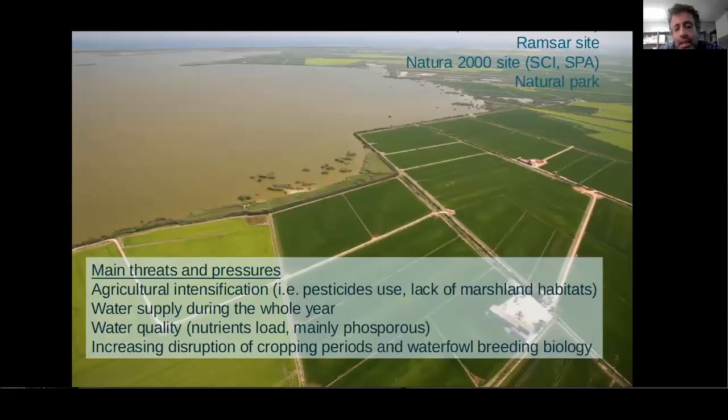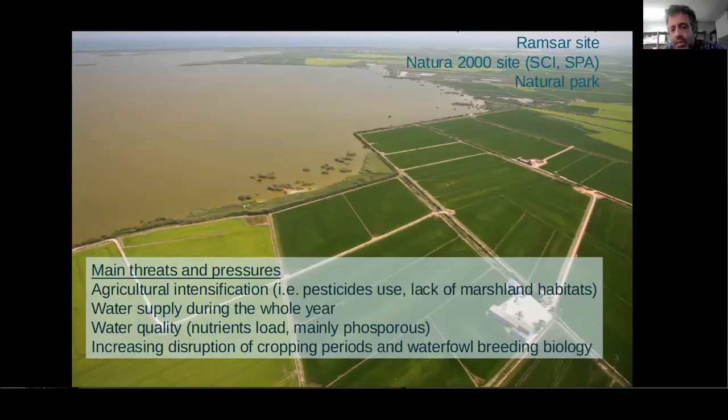I must highlight that the entire wetland is composed of these two environments: a natural wetland and an artificial wetland, which is the rice field, but very important also for aquatic biodiversity. It is 21 hectares of surface, and 2/3 of the surface is composed of rice fields. It's also a Ramsar site and Natura 2000 site. And in the regional regulation, it is a natural park.